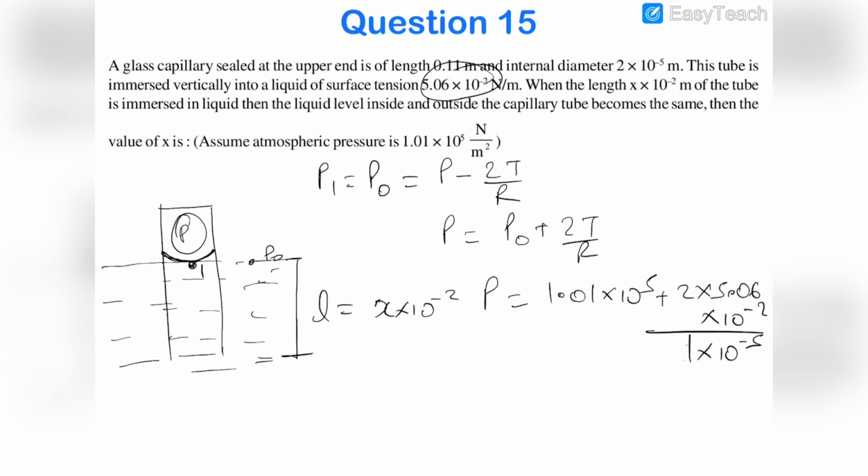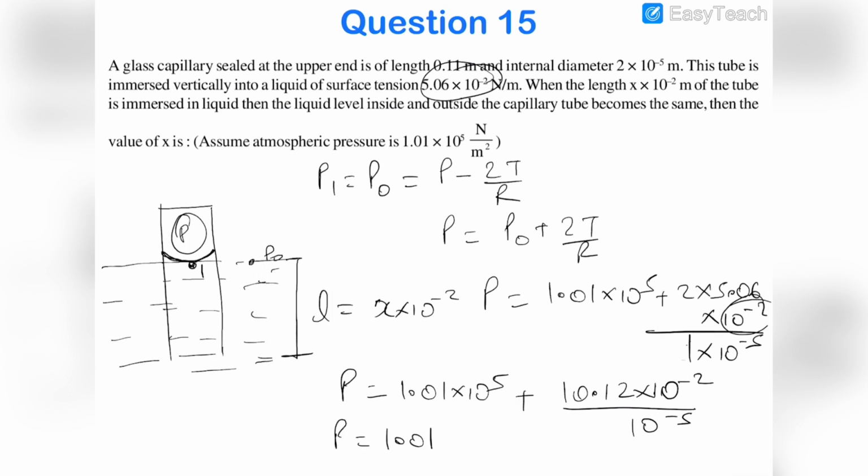So this P will be equal to 1.01 into 10 raised to power 5 plus 2 into 5.06, which is 10.12, into 10 raised to power minus 2 divided by 10 raised to power minus 5. So P is equal to 1.01 plus 0.101, into 10 raised to power 5. So P will be equal to 1.111 into 10 raised to power 5. This is P.